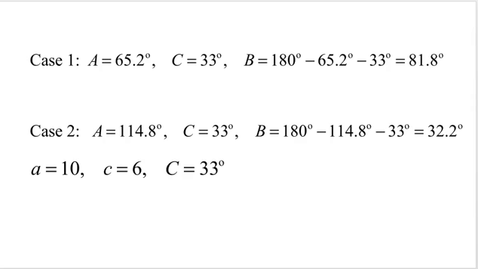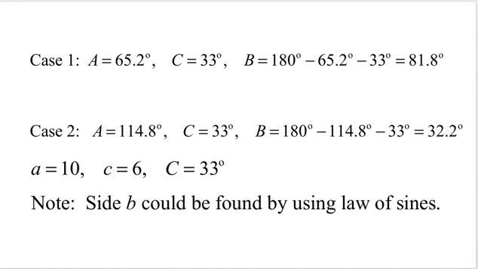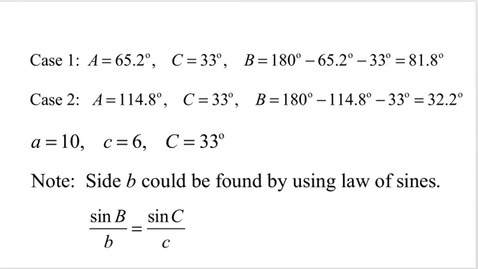We know this, right? a is 10, c is 6, big C is 33. Now we have values for B, and it would be relatively easy for us to go ahead and find little b by using that law of sines, using this kind of formula. Sine B, for example, in our first example, sine of 81.8 divided by little b is sine C, sine 33 degrees, divided by little c, 6, which is relatively easy to do. And for the second case, sine big B, sine 32.2 over little b, that's what we're looking for, is sine C, sine 33 degrees, divided by little c. And that will complete this lesson.